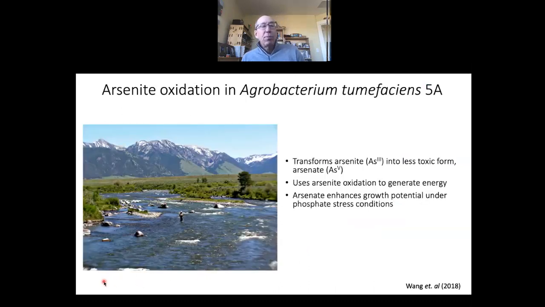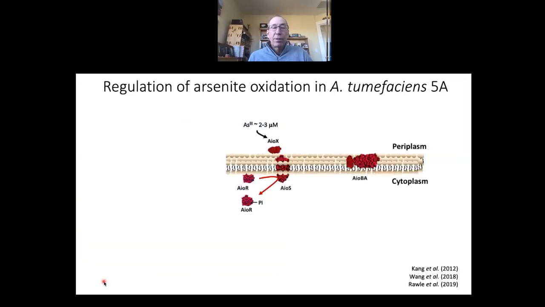So this organism that we're using, Agrobacterium tumefaciens, has actually been isolated from the soils along the Madison River. And this bacteria can transform arsenite into the less toxic form, arsenate. It can use arsenite oxidation to generate energy. And as we just showed you, arsenate enhances the growth potential under phosphate stress conditions. So meaning that when the cells are lacking phosphate, we see this enhanced growth in the presence of arsenate.